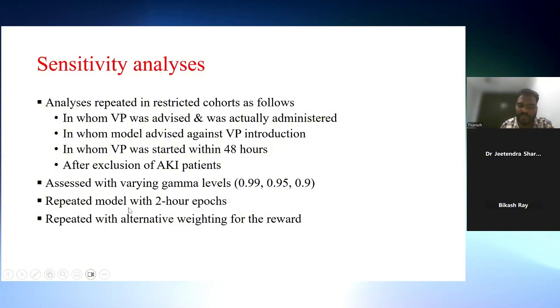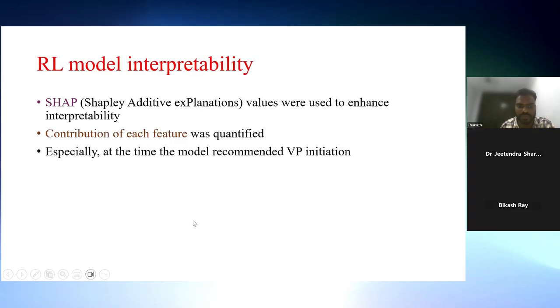They've also repeated the model with 2-hour epochs. The original study was done with 1 hour, and they repeated it with 2-hour epochs, and with the alternative weighting for the reward also. Interpretability was done with SHAP values to check how each factor in the model has contributed to the prediction.